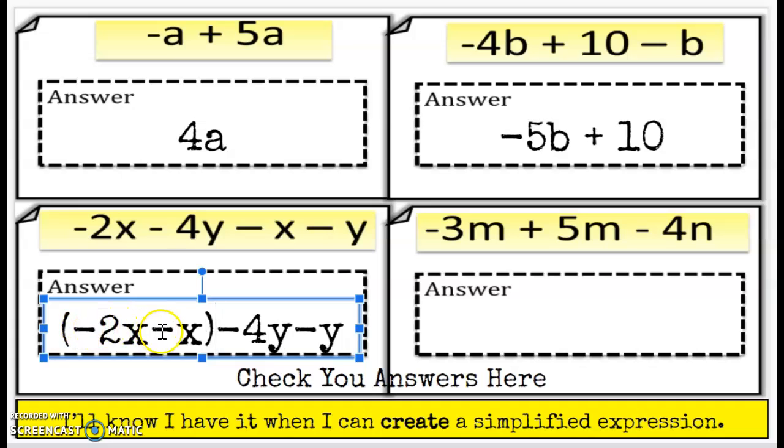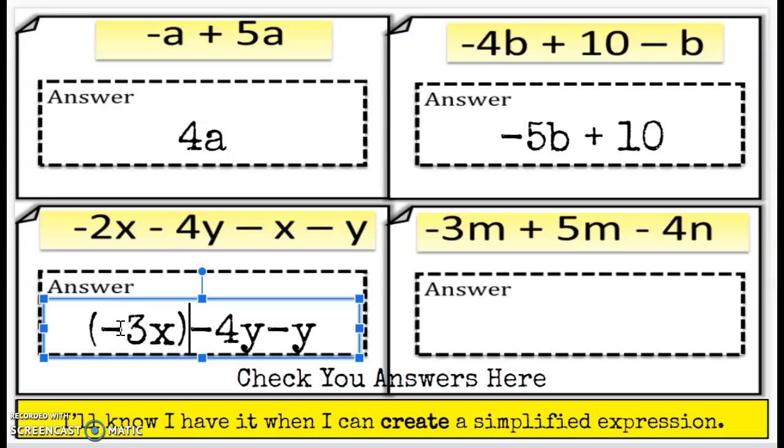So I have a negative 2x minus x. Again, what you're doing is you're combining these two. I'm going to add them together. That's where I get the negative 3x because I added them together. And now I have a negative 4y, negative y. Again, we're adding them together to get that bigger y. So it comes out to be negative 3x, negative 5y.